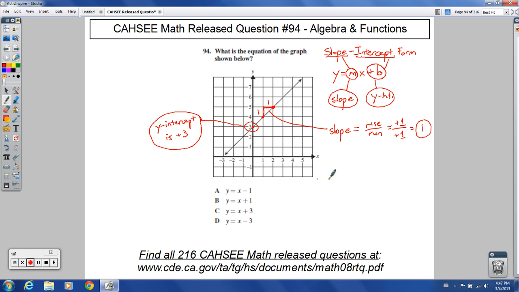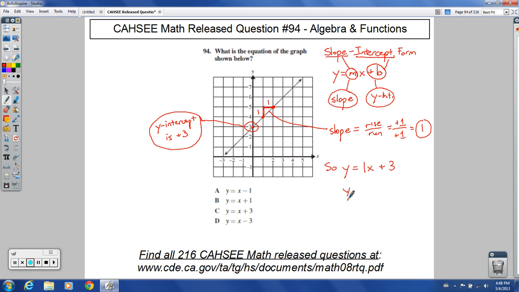Your y-intercept is 3. That means you have an equation like this. Slope is the number in front of the x. That's 1x. And then this is your y-intercept. Since it's positive, it's going to be plus 3. If this was a negative value, it would be minus whatever that value is.